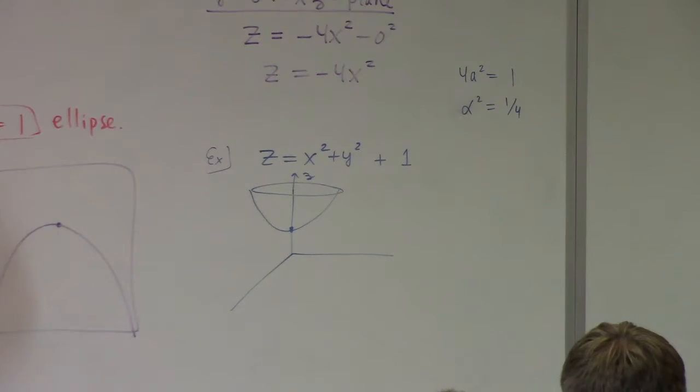I would also call that a circular paraboloid, right? Because the cross sections would be circles. If I look at z equal to a constant, the intersection of the surface and that horizontal plane would be a circle. Everybody with me? So how do we parameterize these things?